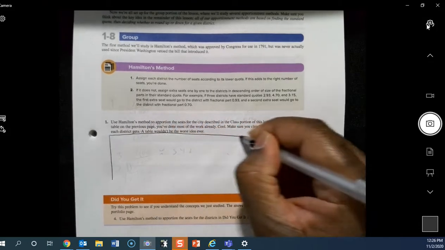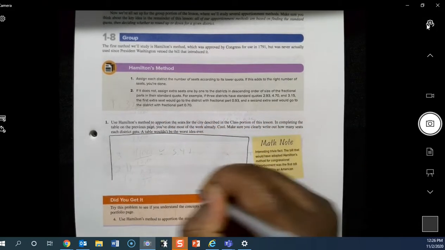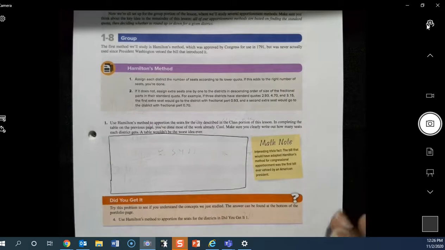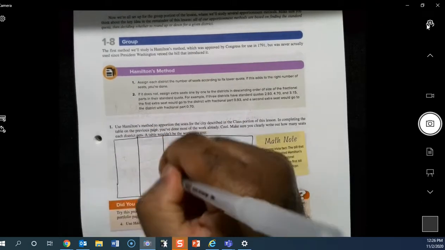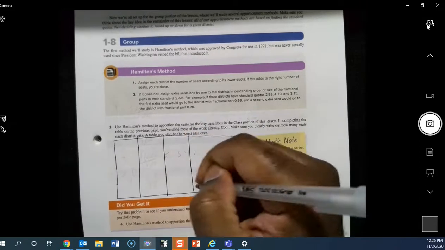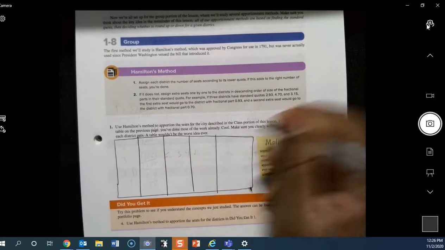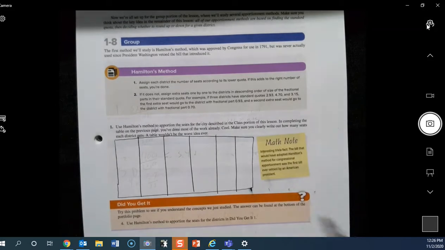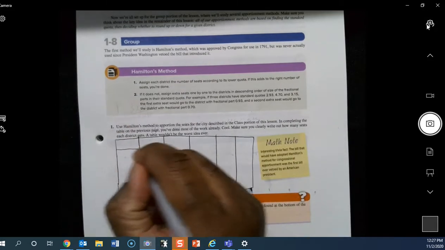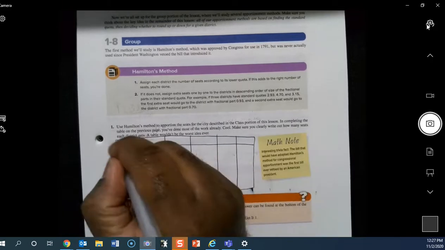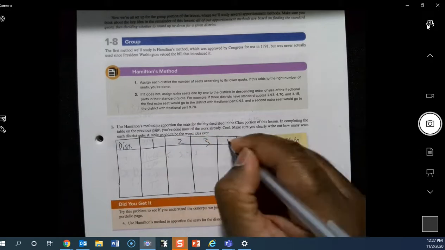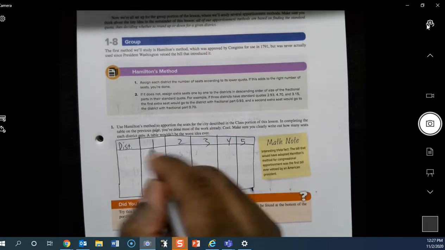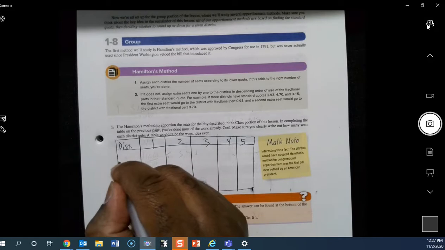Let me put together a quick little table here. Hopefully I have enough room. All right, so I want to do the districts. 1, 2, 3. So we will have the districts abbreviated. This is 1, 2, 3, 4, 5. And then we would go with our standard quota.